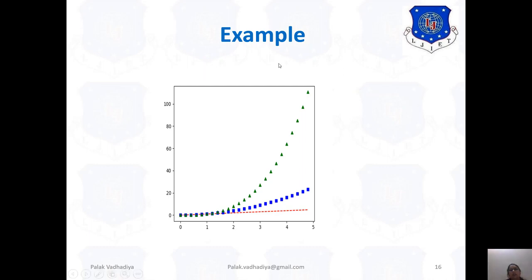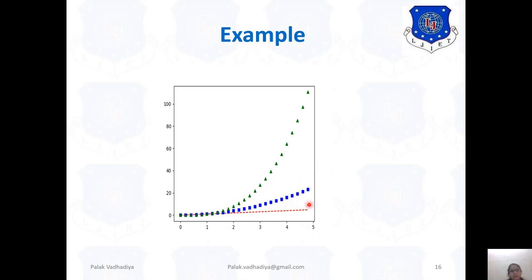So let's discuss our first example. Actually I want this kind of graph. Right here in this graph, this red dash line indicates what? My y-axis that equals the x-axis. The blue square indicates y equal to x square. And this green triangle indicates y equal to what? X cube. I want to generate the same graph using Python.